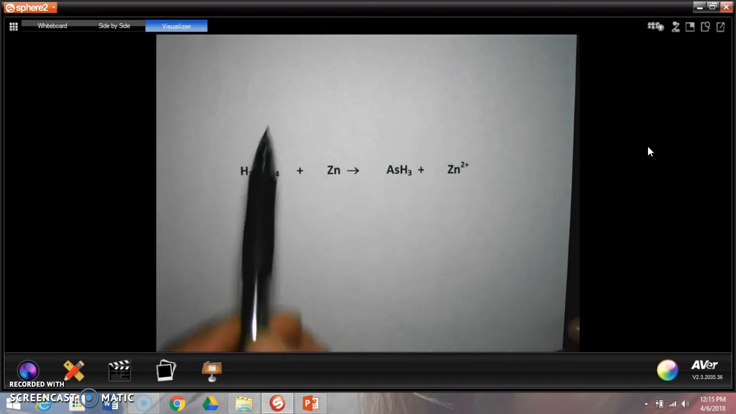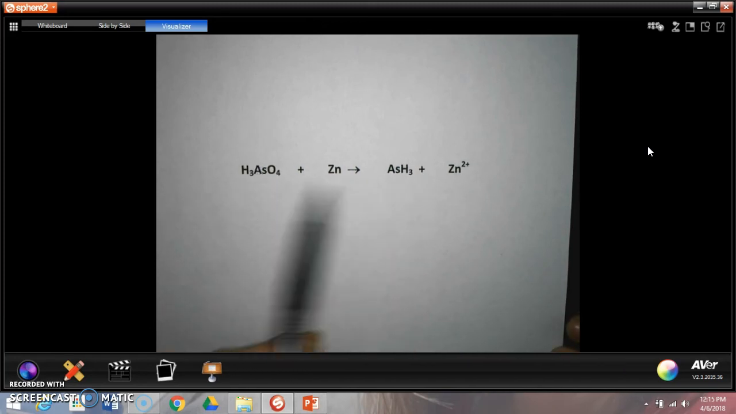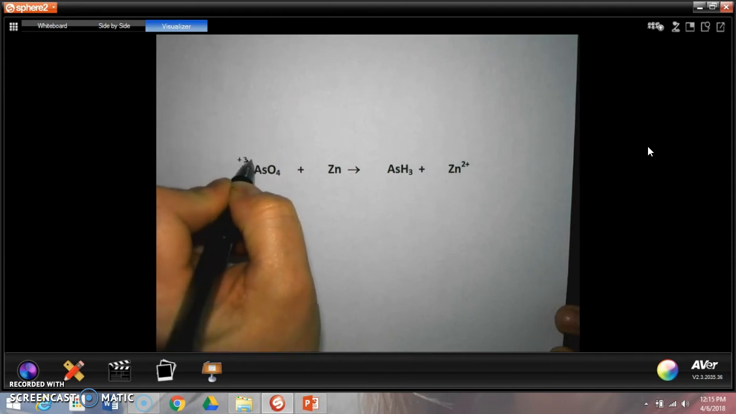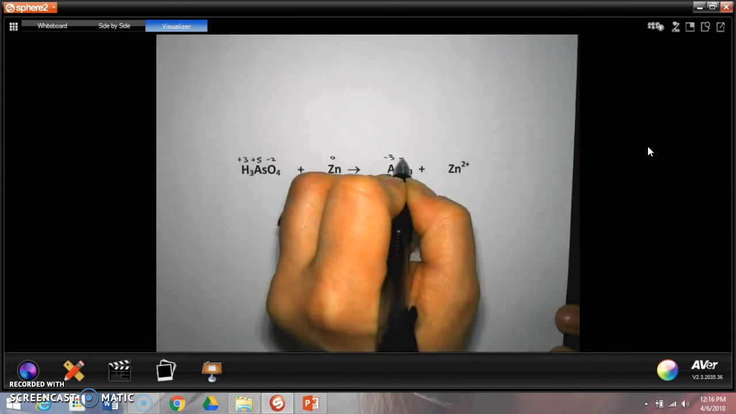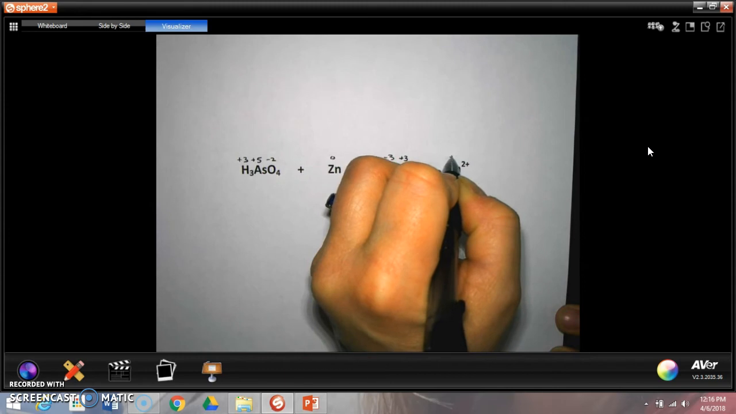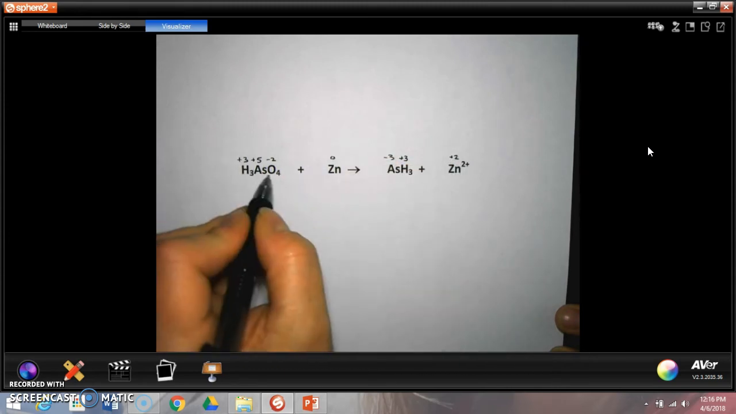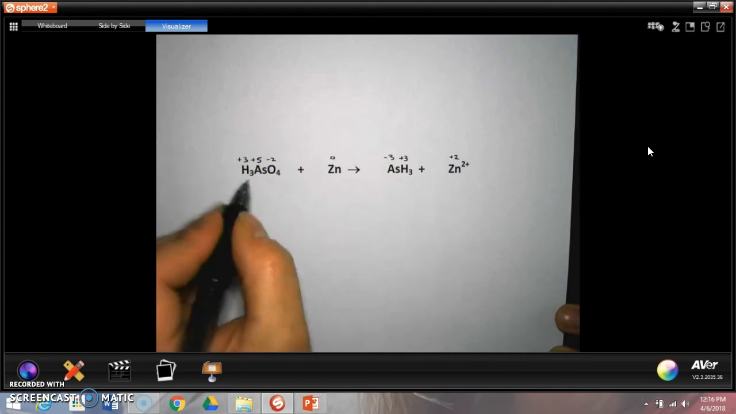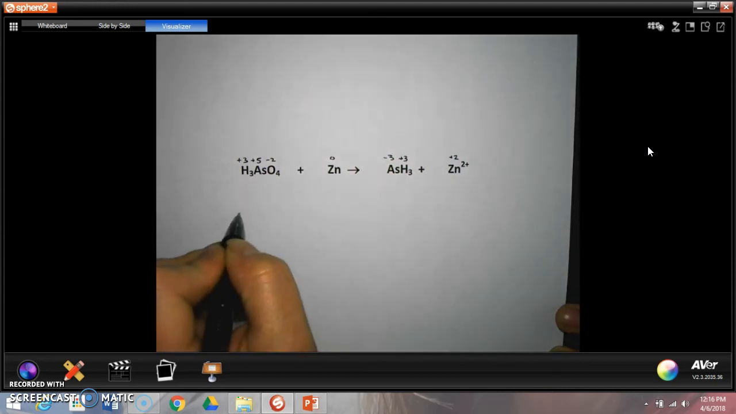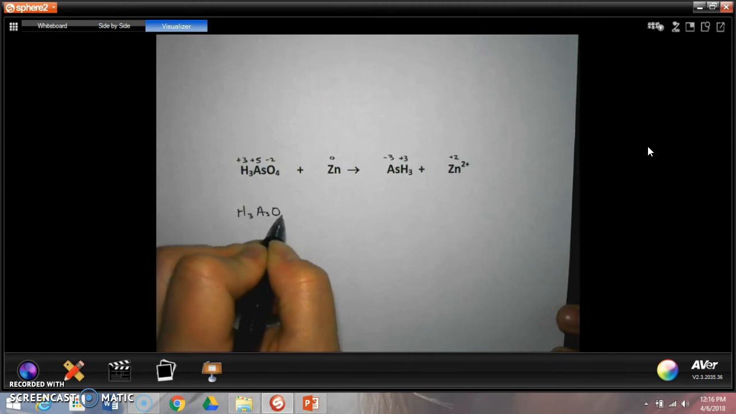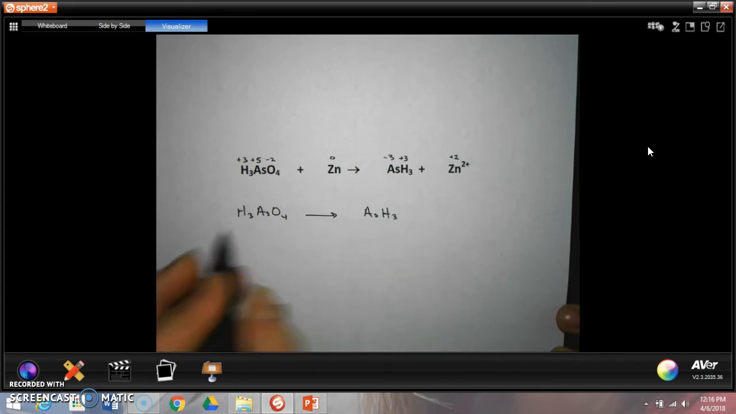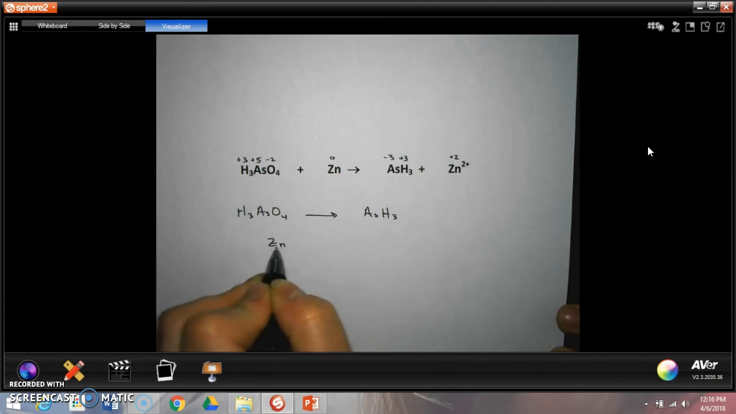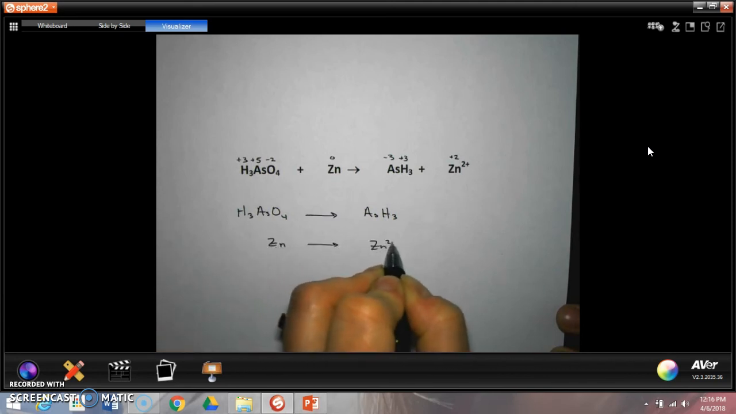So once again, I'm going to focus on what's changing oxidation numbers. So if you take a look, I'm just going to bring down what we had already written up top. So I know that As and zinc are changing. So I'm going to write the 2 half reactions. H3AsO4 going to AsH3. And then the other half reaction is zinc going to zinc 2+.